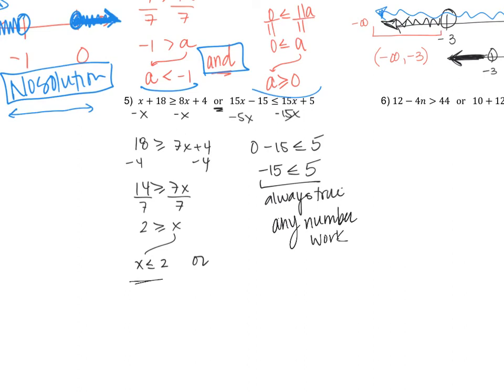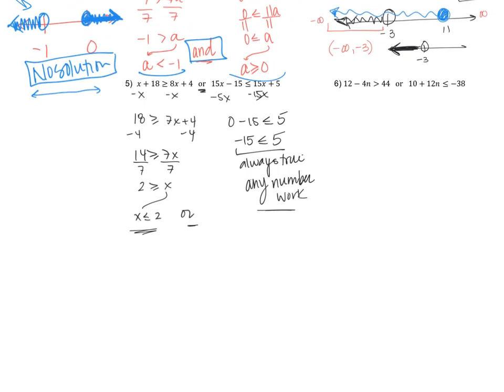So we're saying x is less than or equal to 2, or x is any number. So if x is any number, or x is less than 2, really we're saying that you can be anywhere on this number line at all, and you would satisfy at least one of those equations. So that's going from negative infinity to infinity.